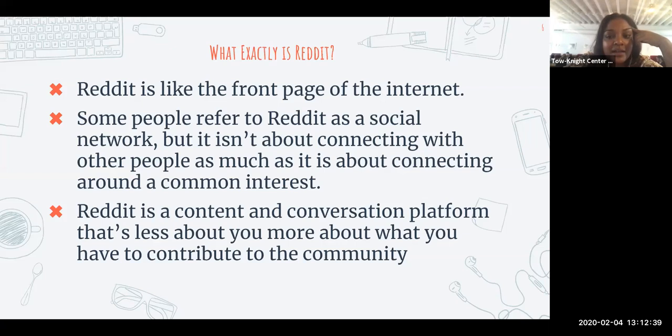Reddit is definitely a content and conversation platform. I would say it's less about you than it is what you have to contribute to the community. If you're on something like Instagram, it's very much influencers: look at what I'm doing, look at where I'm at, things like that. But with Reddit, it's much less about that. It's more about the content that you have to share, the perspective that you have to share by up and down voting something, and your overall contribution to the community. And if you look at the type of Reddit that's developed, you really see this. So it's much different than most of the platforms that you're probably used to working with.